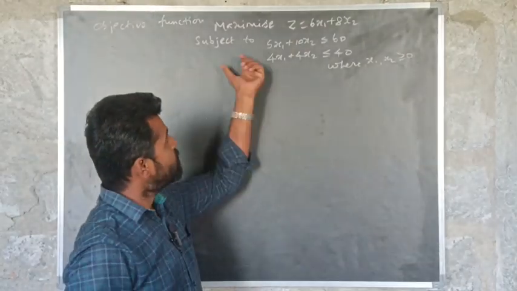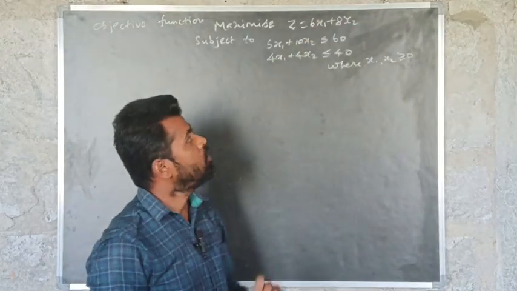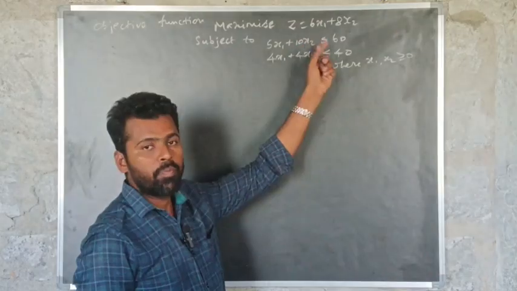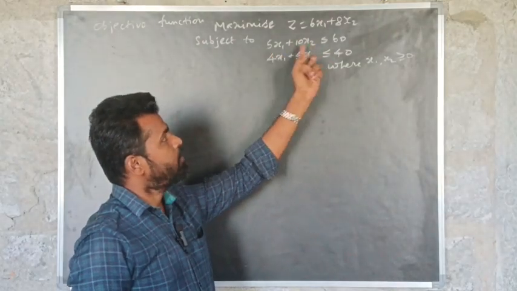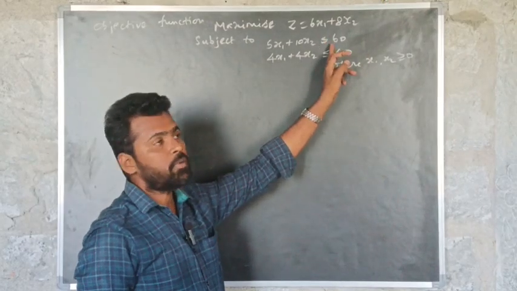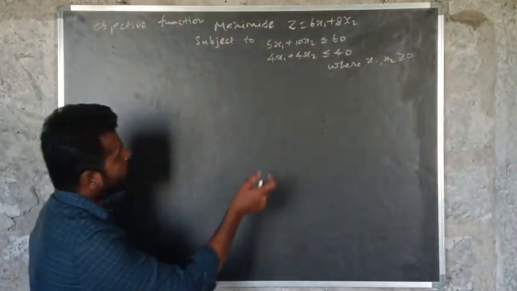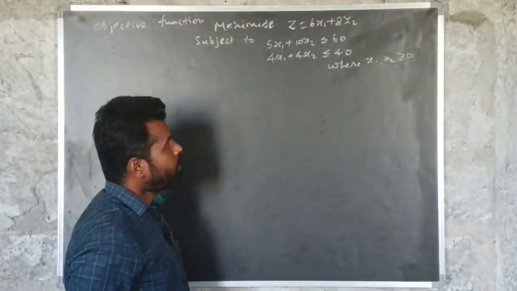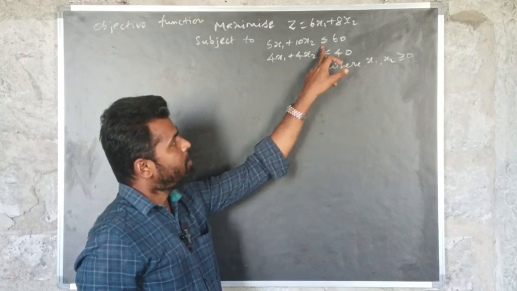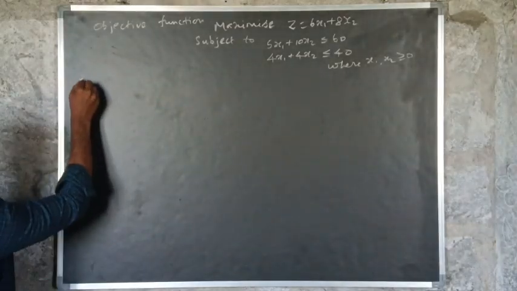They have given the constraints, and we have to find the optimal values of x1 and x2. When we multiply x1 and x2 with 5 and 10, the result should not go beyond 60. The given problem is in canonical form. So the first step in the problem is to convert this inequality into equality. We will call that step 1.